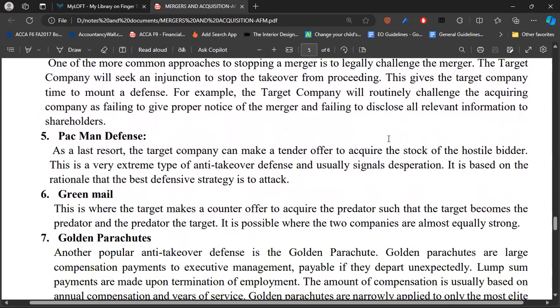We have the Pacman defense. As a last resort, the target company can make a tender offer to acquire the stock of the hostile bidder. This is a very extreme type of anti-takeover defense and usually signals desperation. It is based on the rationale that the best defensive strategy is to attack.